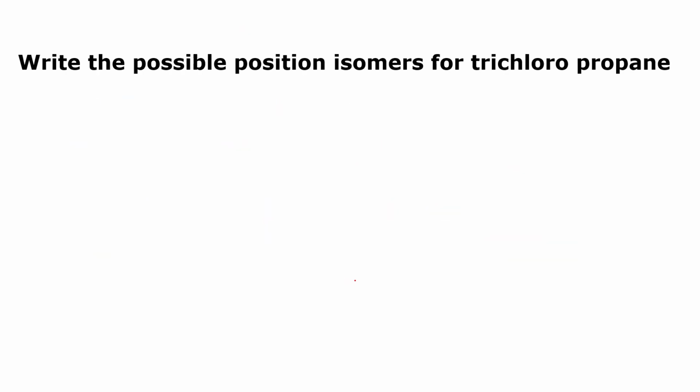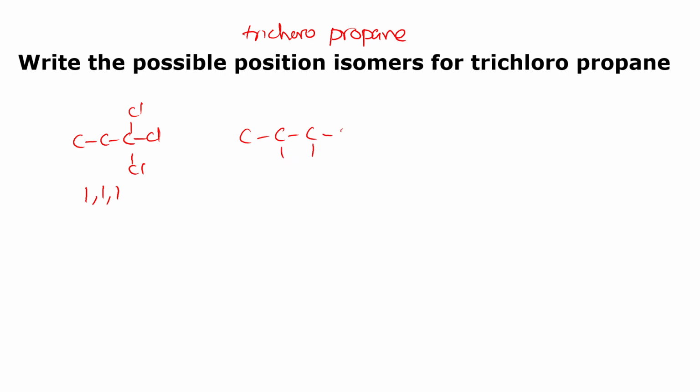So, for example, if you are taking trichloropropane, how many isomers will be there? Let us check one by one. Here I would like to write propane. This one I would like to mention as 1,1,1 trichloropropane. Next, I would like to mention one more, 1, 2, 3. Here chlorine, chlorine, chlorine. 1,1,2 trichloropropane.